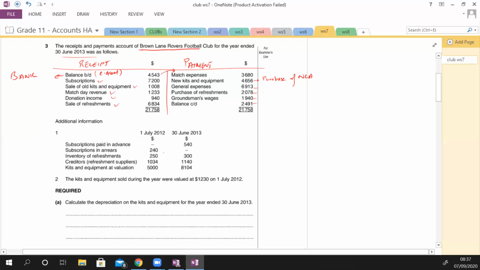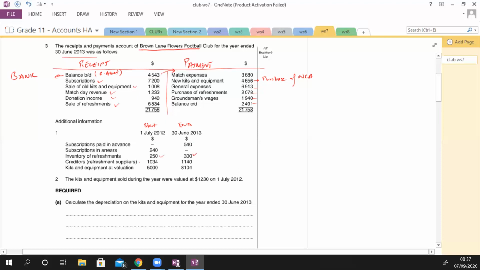Additional information. 1st July is the start of the year, and this is the end. Subscription paid in advance was 540, or there were arrears, or nothing at all. Inventory of refreshment.